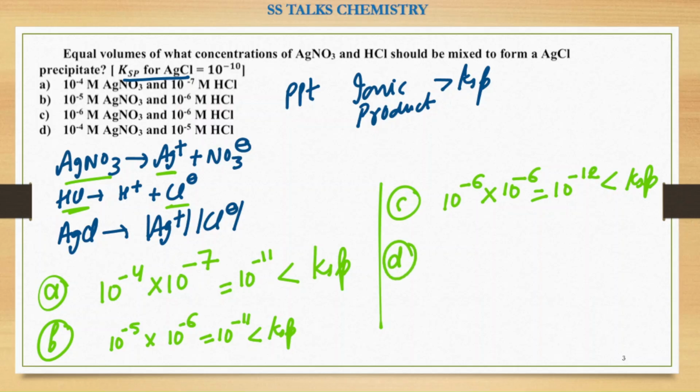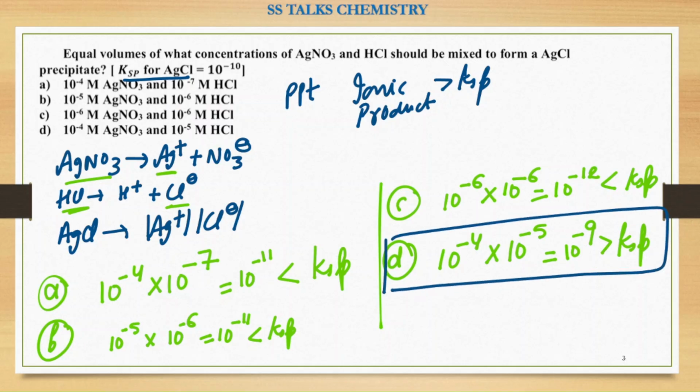In option B, if I check, the Ag+ concentration is going to be 10 raised to the power of minus 4, and the Cl- concentration will be 10 raised to the power of minus 5. It's coming out to be 10 raised to the power of minus 9, which is more than the Ksp value. That means this is the scenario where precipitate formation is going to take place, because our ionic product is more than the Ksp value. So the correct answer will be option D in this case.